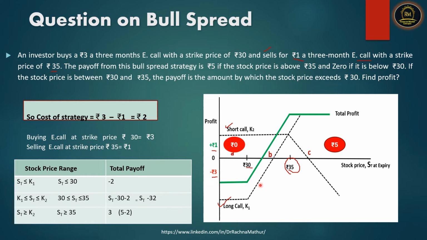Now, if the market takes a bull run and the stock price at the time of expiry is beyond 35, the payoff from this bull spread is 5. So if the market goes beyond 35, the payoff is 5. What would your total profit be? Your total profit will be 3 rupees. Why? Because 2 will be deducted, as it is the cost of making the strategy. So 5 minus 2 is 3. The total profit will be 3 rupees.